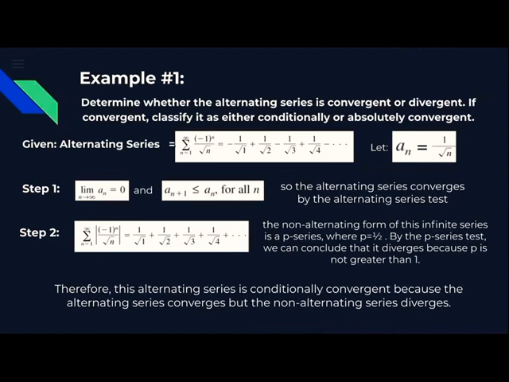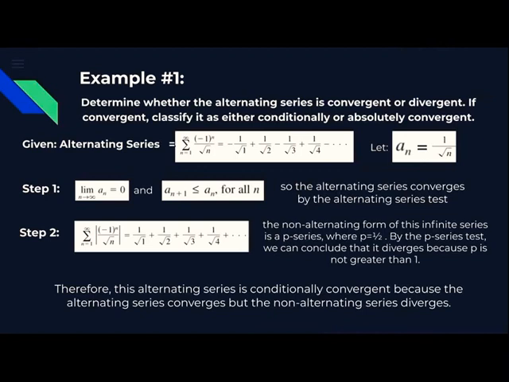Alright, here is example number 1. Determine whether the alternating series is convergent or divergent. If it's convergent, classify it as either conditionally or absolutely convergent. So we're given the alternating series, the sum from 1 to infinity of negative 1 to the n over the square root of n. And then those 4 terms show you the first 4 terms.